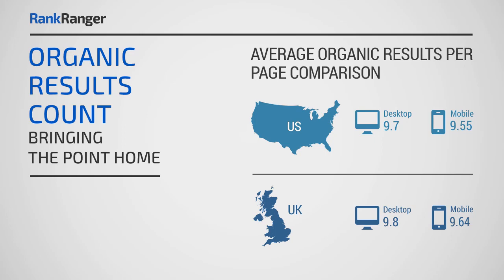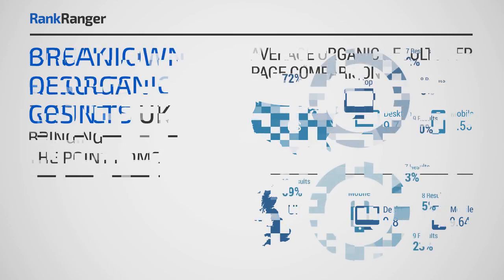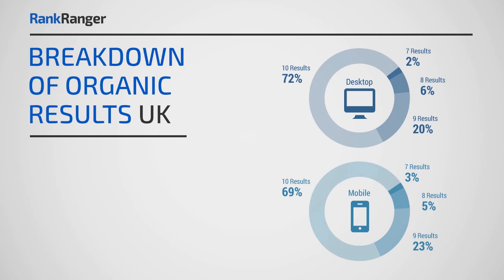But that's not exactly true. Why is that not exactly true? Well, it's sort of like my grandmother used to say, there's more than one way to skin a cat. There's more than one way to get to an average of, roughly speaking, 9.5 organic results per page. And to see that, you have to take a look at the breakdown. In other words, what percentage of SERPs show up with 10 results? What percentage show up with 9, 8, 7, 6, 5, right?